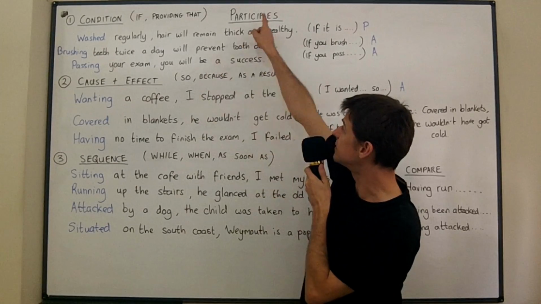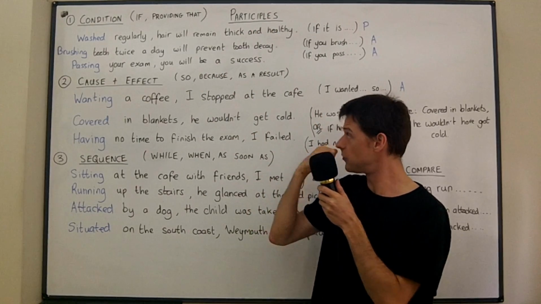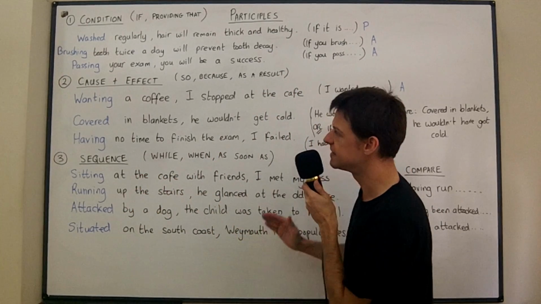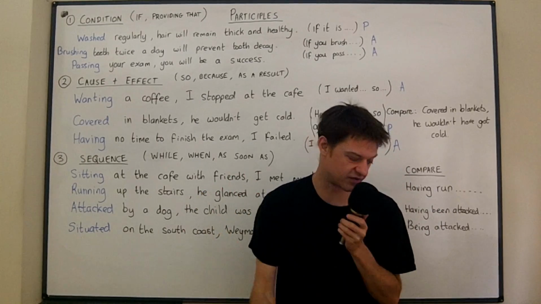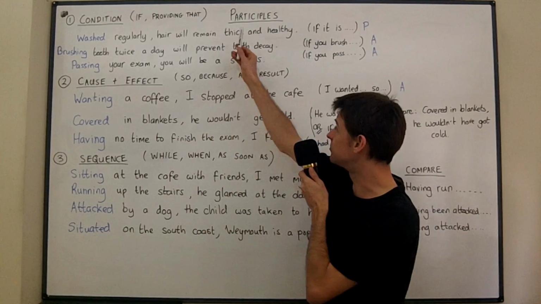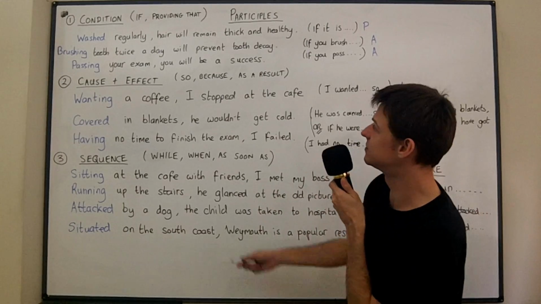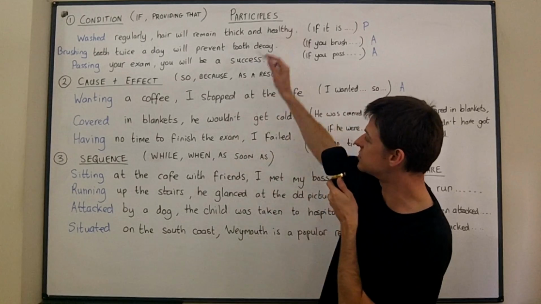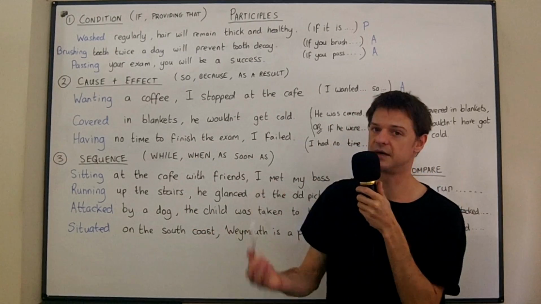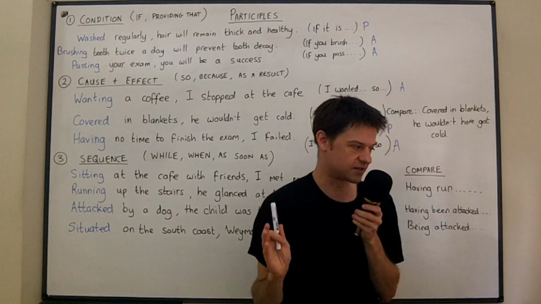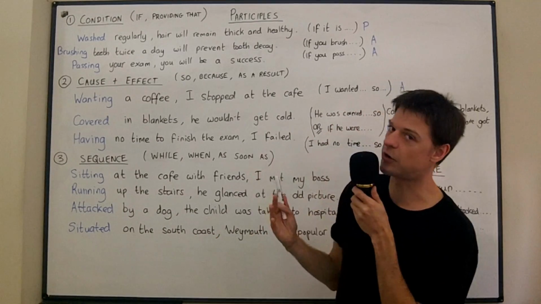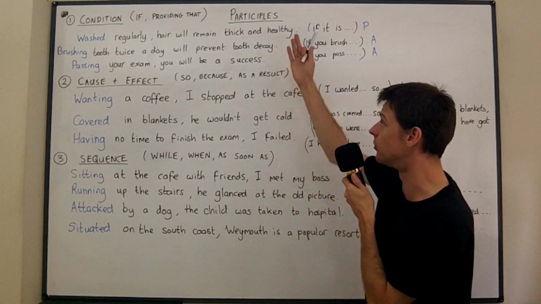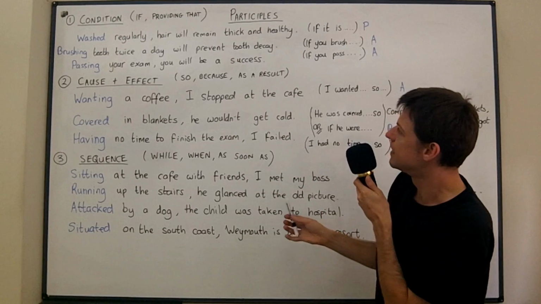So, this is the second lesson on participles. We saw in the first lesson that we use participles to shorten sentences, especially reduced relative clauses. Well, we also use participles to shorten other sentences concerning condition, cause and effect, and sequence. And I hope to show you that, especially with sequence, participles start to look very similar to gerunds. And this is why I don't even think it's useful to necessarily separate the two. You could just call them all ing forms.